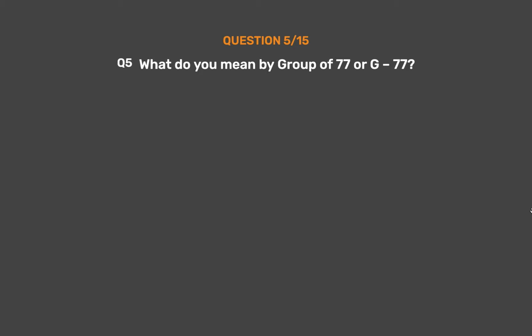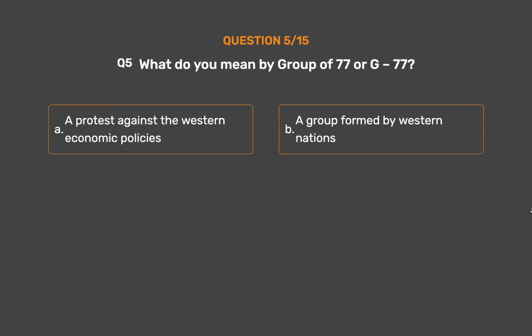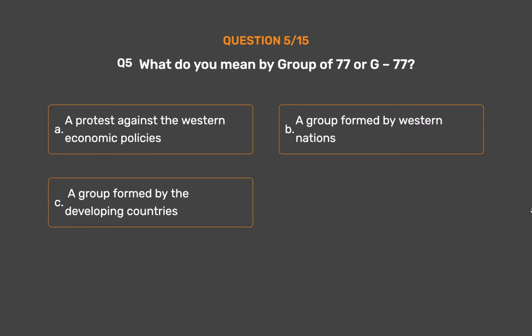Question number 5. What do you mean by Group of 77 or G77? Option A. A protest against the Western economic policies. Option B. A group formed by Western nations. Option C. A group formed by the developing countries. Option D. All of them.